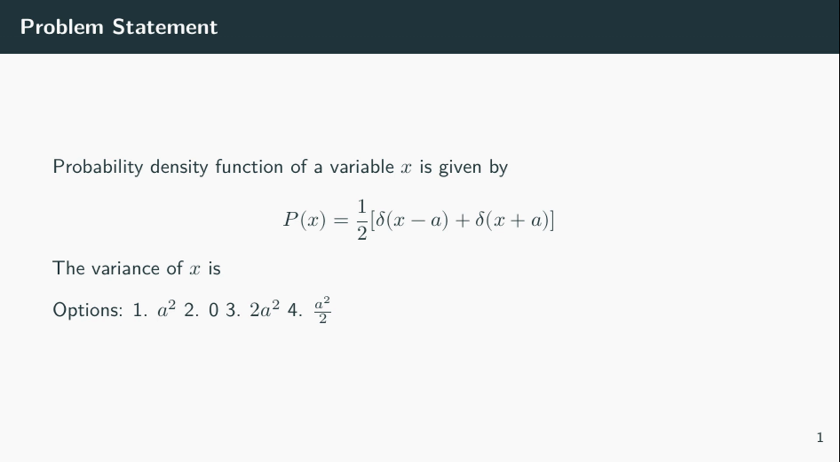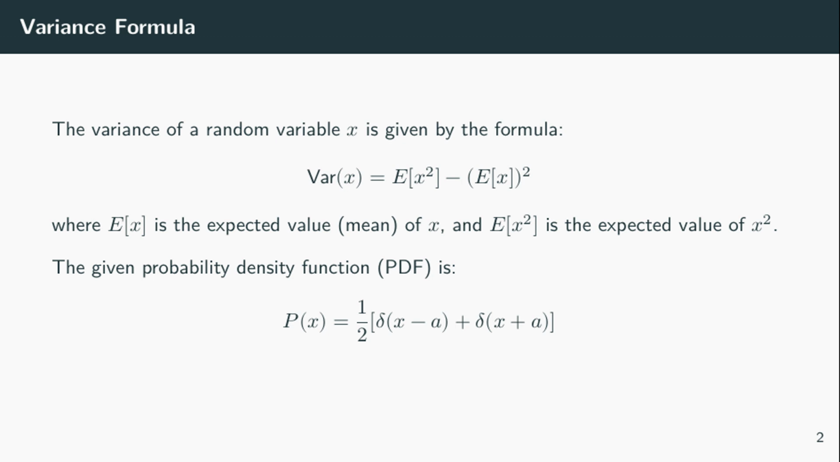We have a few options here. Is it a squared, 0, or a squared over 2? Let's figure it out. To find the variance, we use a standard formula. The variance of x, often written as var of x, is calculated as the expected value of x squared minus the square of the expected value of x. So var of x equals E of x squared minus the quantity E of x, squared. Remember, E of x is the expected value or the mean of x, and E of x squared is the expected value of x squared.